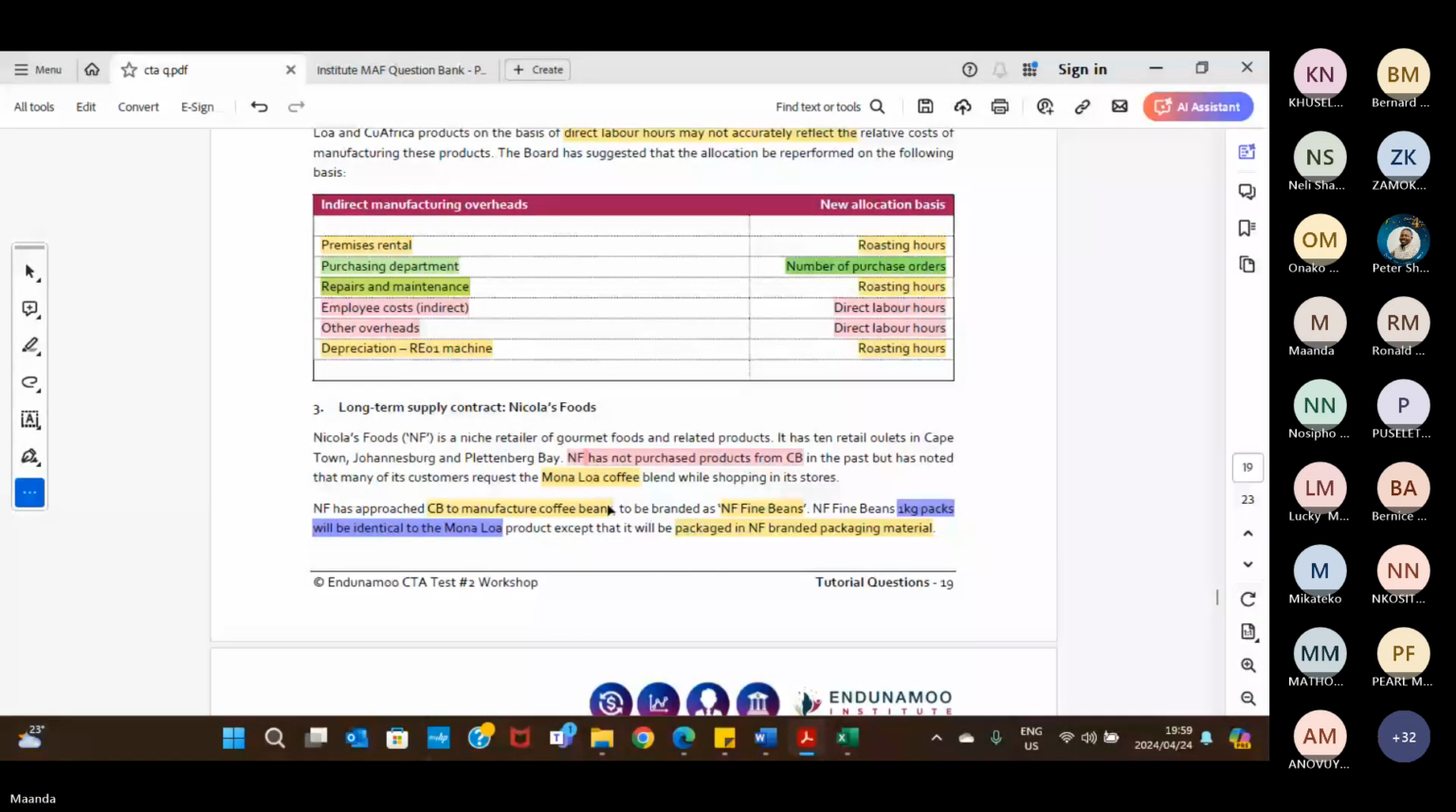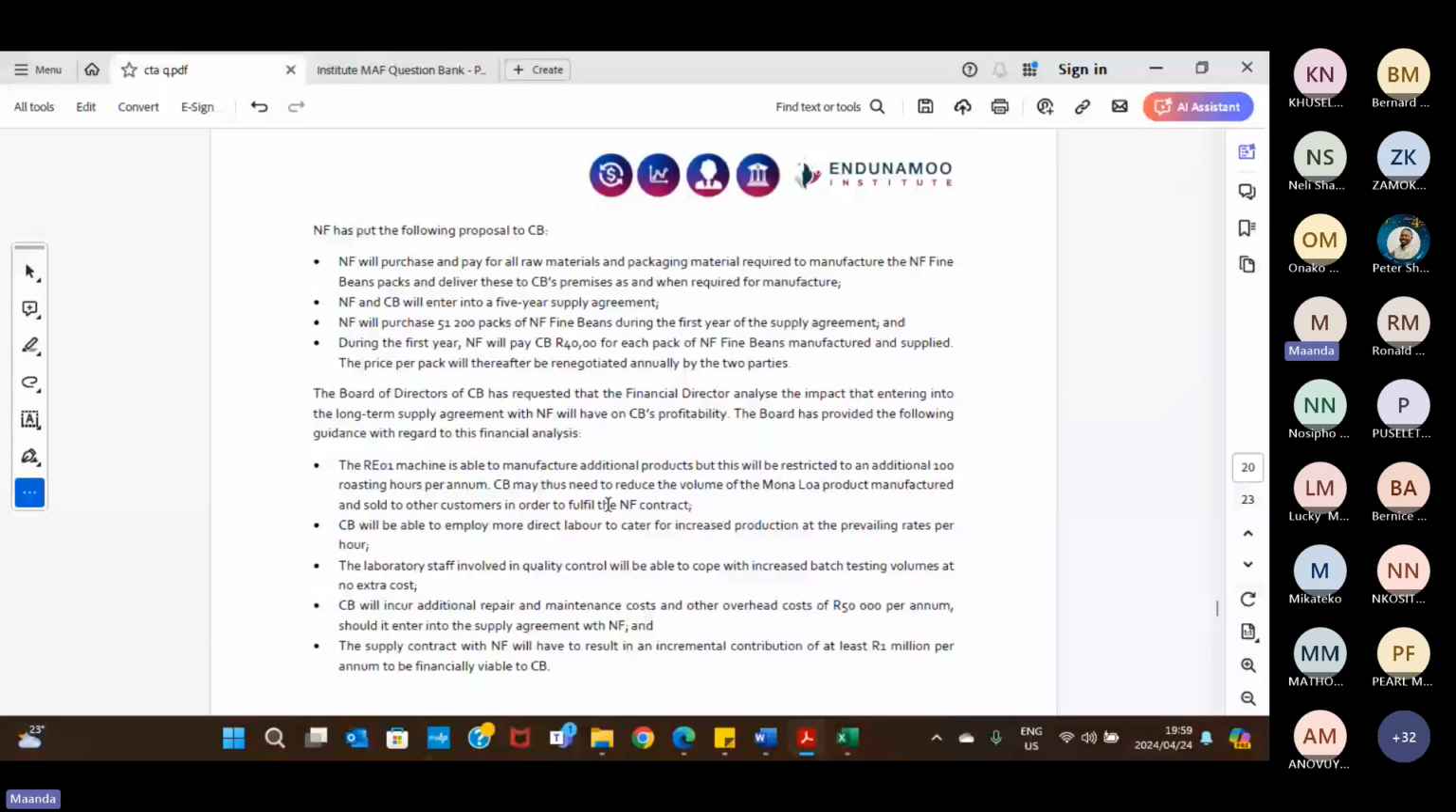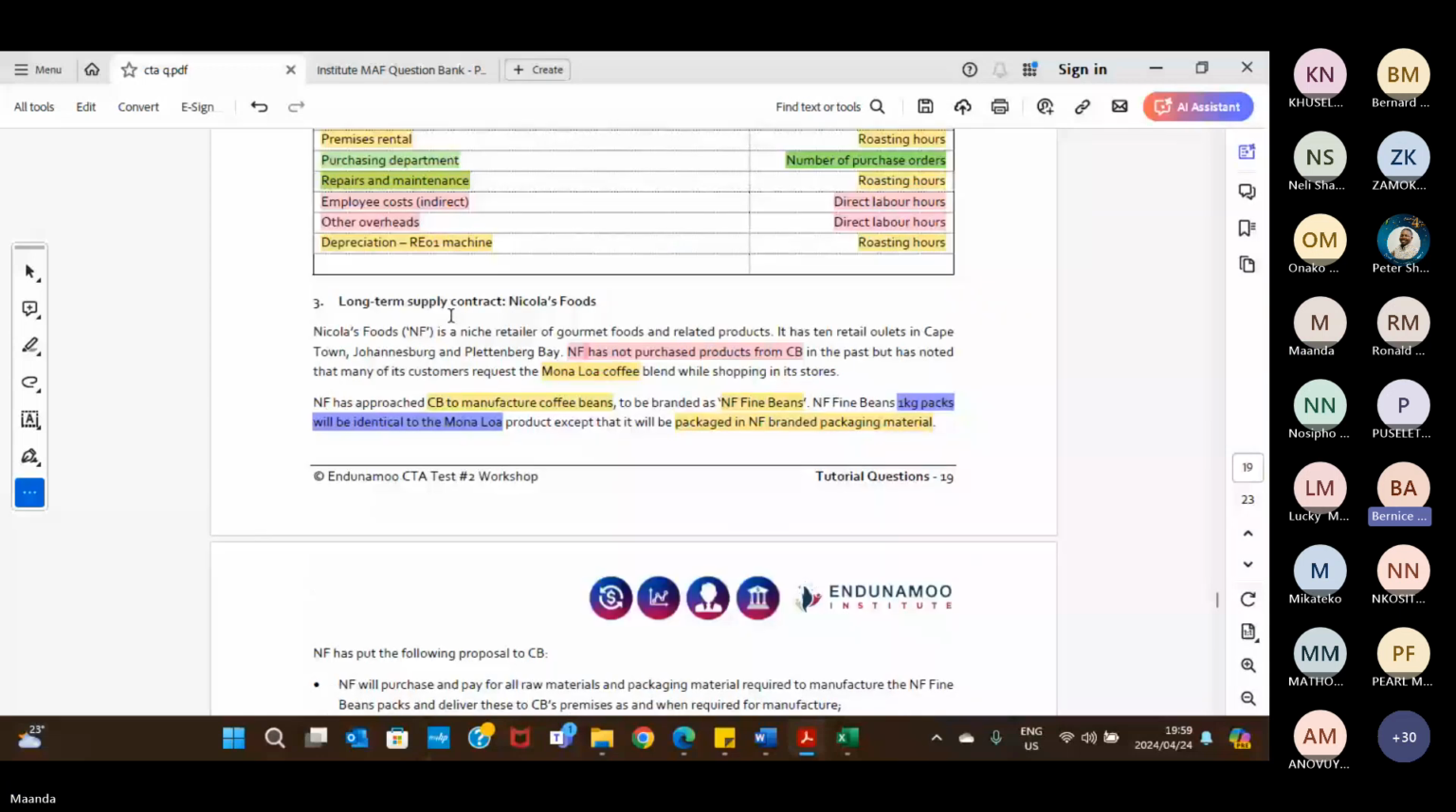All right. Then NF has put the following proposal. Oh, okay. So let's hear your proposal here. Before they gave us the proposal, what's going on in that little paragraph? Coffee Bean is outsourcing its products. It triggers outsourcing. I can think that, in a view, they're outsourcing their products.